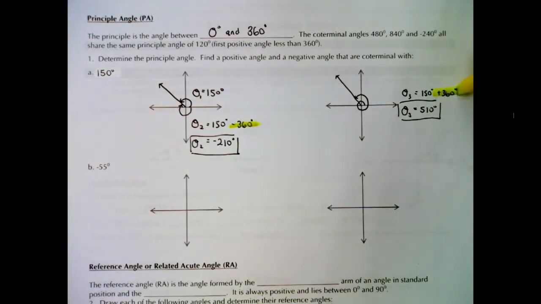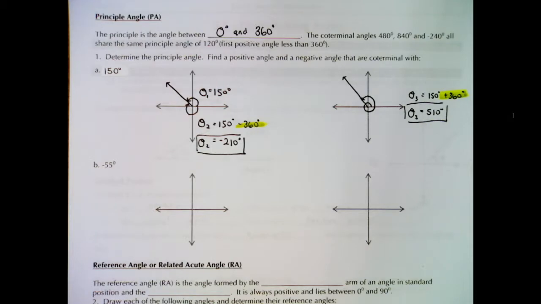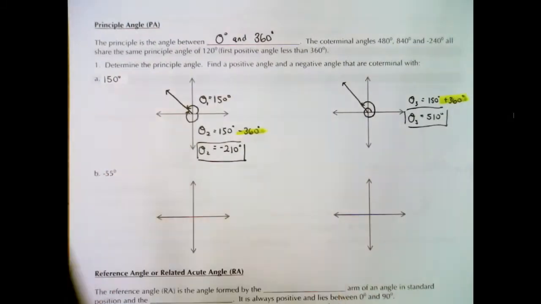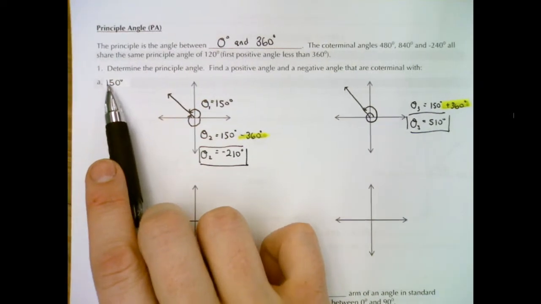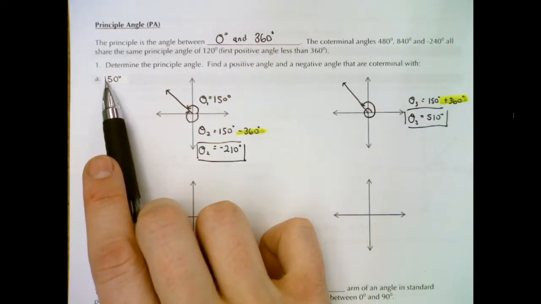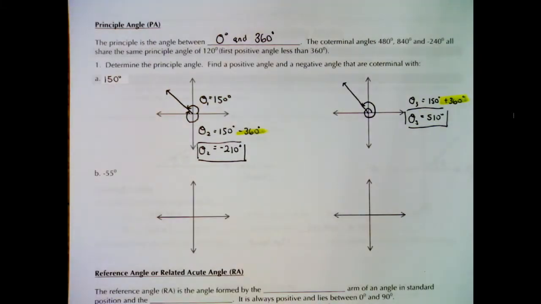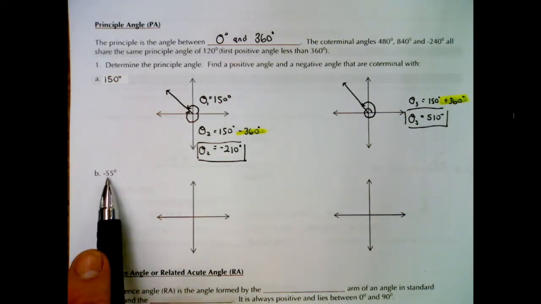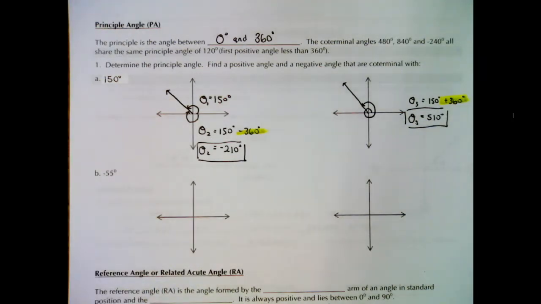So let's try to square away this terminology. Principal angle is an angle between 0 and 360. If you're given a principal angle, like 150, to find the coterminal angles, we would add 360 and subtract 360. What if you're not given a principal angle? Like the next example, I'm given negative 55 degrees. I'm going to start you off. We're going to find the principal angle, and then I want you to find the coterminal angle.